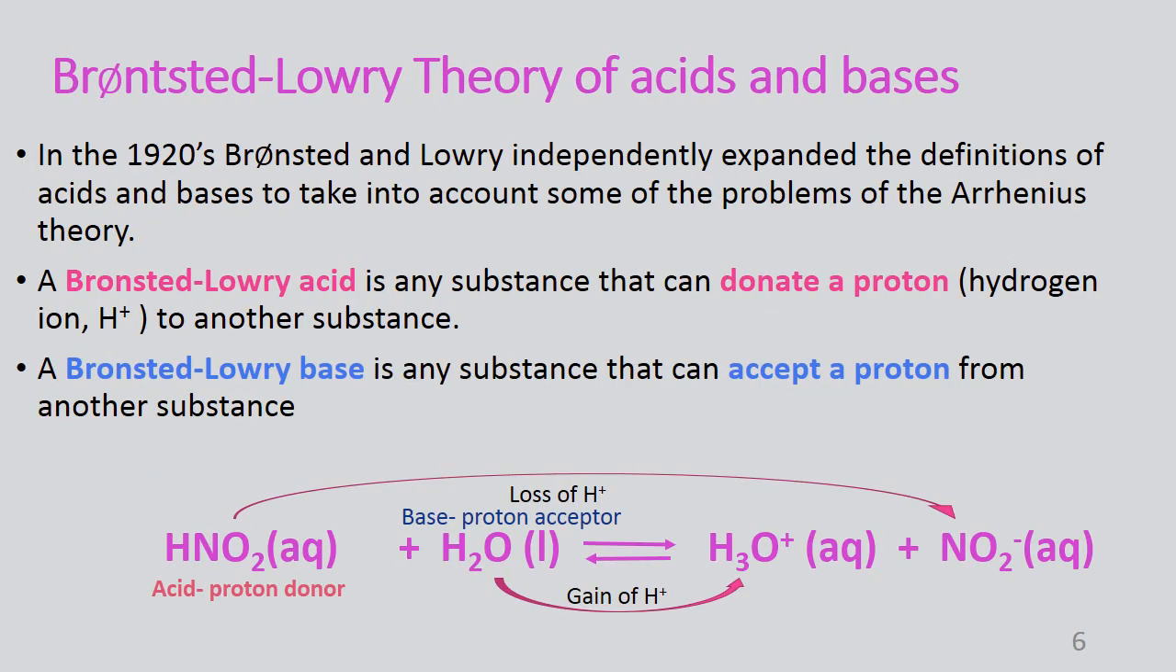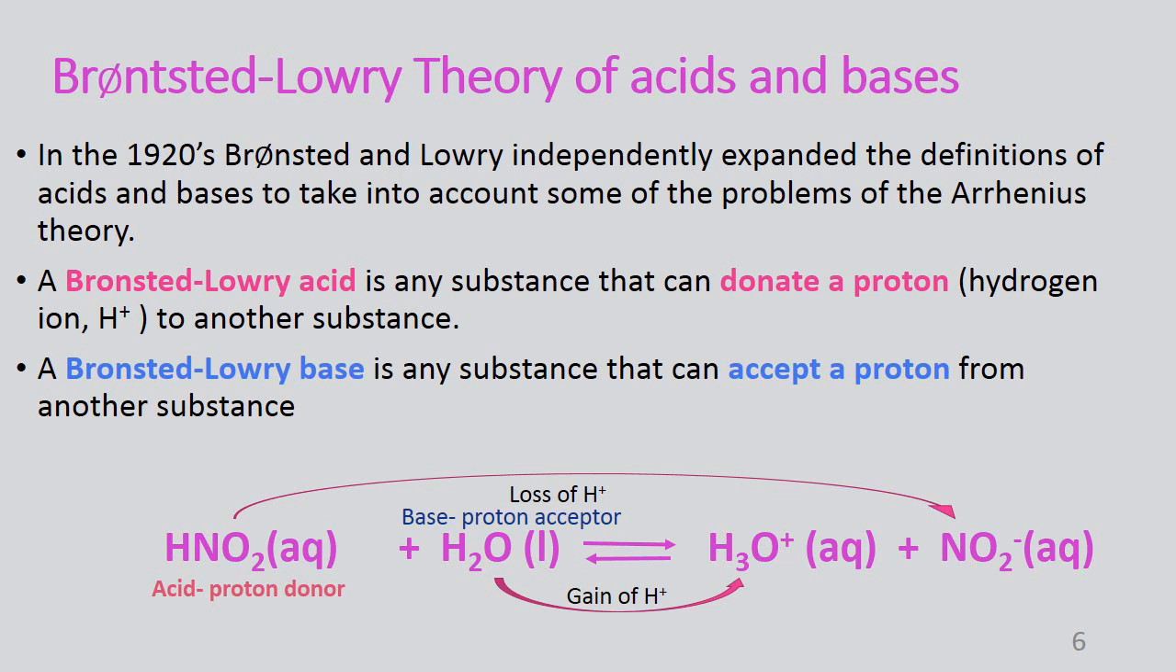All right, so the more advanced definition of acids and bases is the Bronsted-Lowry theory. These were two scientists in the 1920s who independently studied acids and bases, and they extended the definition. According to their definitions, an acid is any substance that can donate a proton, a hydrogen ion, of course. Or you might say it can give away a proton. It can donate a proton to someone else. Therefore, a base is any substance that will accept a proton from another substance. So it can accept an H+.